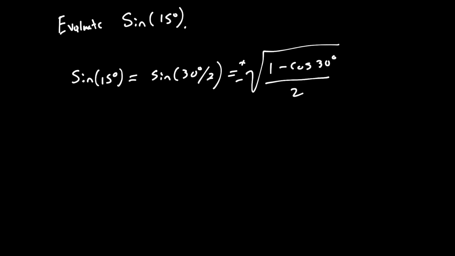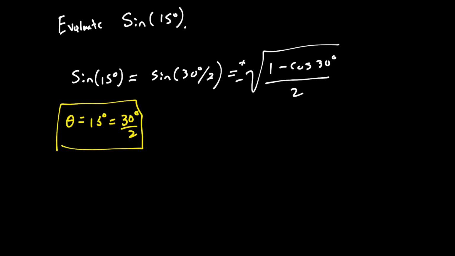Now, go ahead and note that our angle in this case is 15 degrees, and this is equal to 30 degrees divided by 2. In either case, this is in the first quadrant, and sine is always positive in the first quadrant. And this tells us that this is going to be equal to a plus square root of 1 minus cosine of 30 degrees, divided by 2.